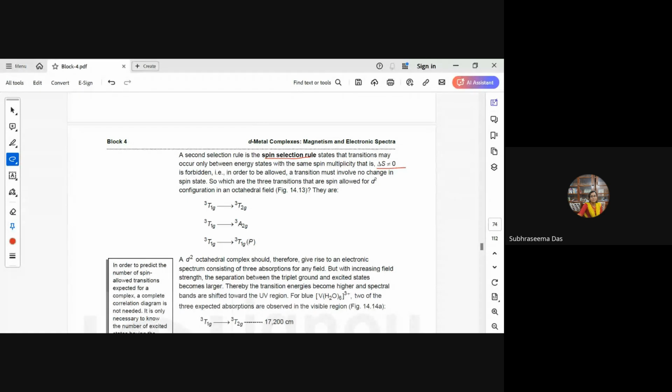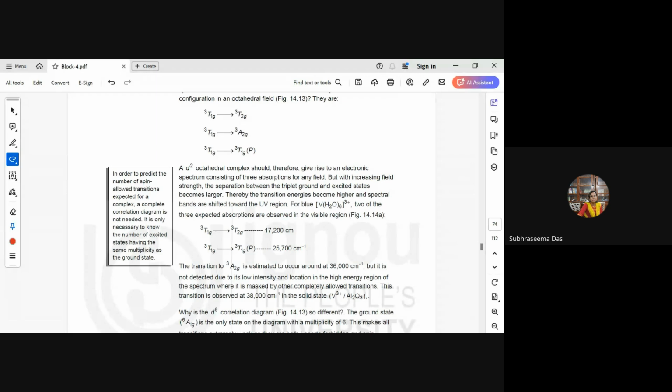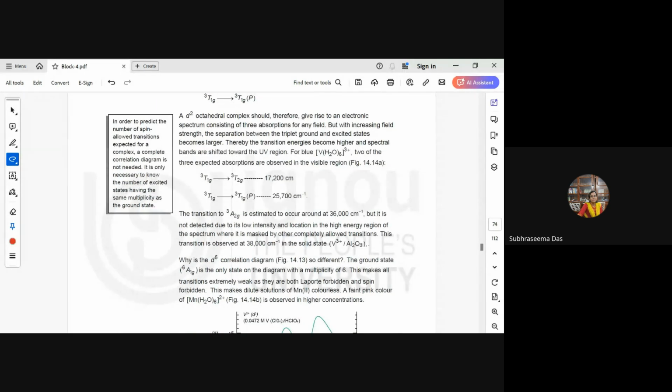So among these complexes, where delta S is not equal to 0, the transition is spin forbidden. For a transition to be allowed, delta S has to be 0. A d2 complex should give rise to an electronic spectrum consisting of three absorption bands. When we increase the field strength, the separation between the triplet and the excited state becomes larger. That is why the color of the corresponding complex shifts.